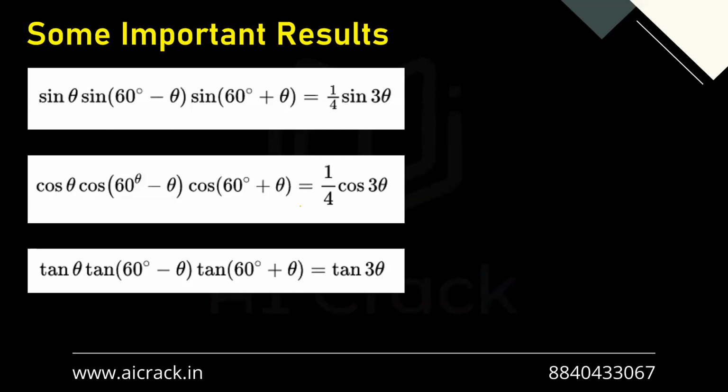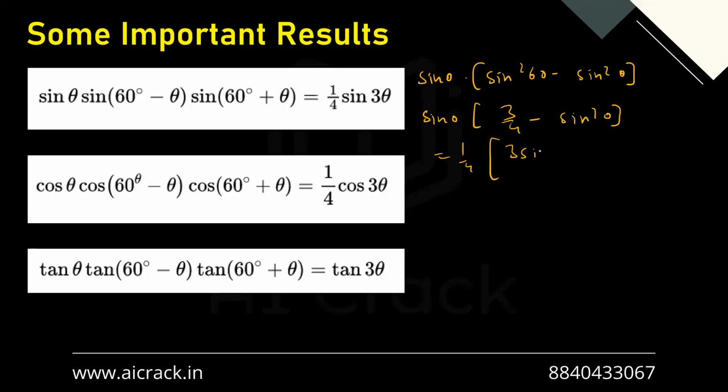Now let's look at these final results. So we have sine theta dot sine 60 minus theta dot sine 60 plus theta equals 1 by 4 sine 3 theta. So again, let's see the derivation with the brute force method, nothing else. So we have sine theta, and this is sine of a plus b times sine of a minus b. So we can write sine square 60 minus sine square theta, right? So this becomes sine theta multiplied by sine square 60, which is 3 by 4, minus sine square theta. We can take 1 by 4 as common. So this becomes 3 sine theta minus 4 sine cube theta. Now this is nothing but 1 by 4 sine 3 theta.